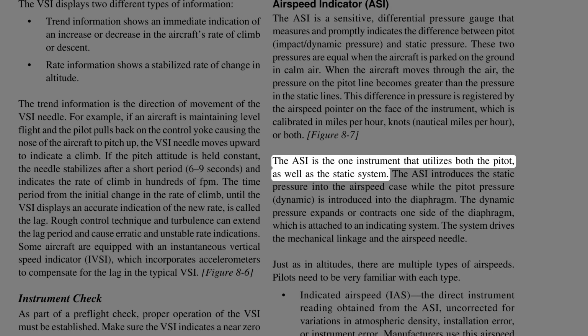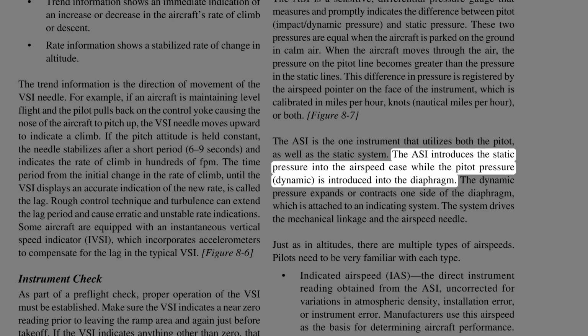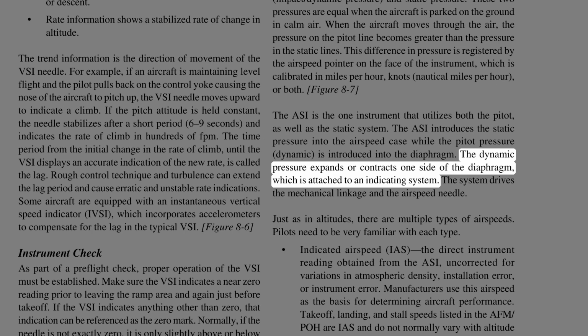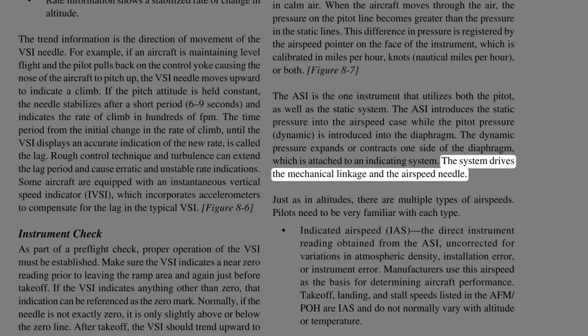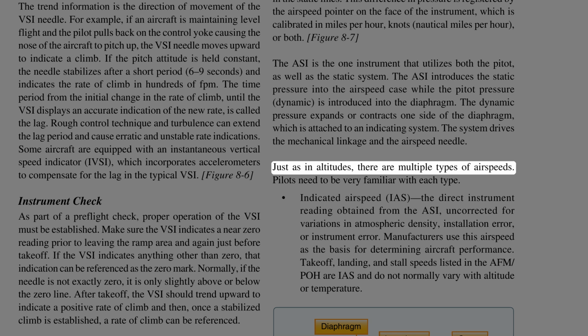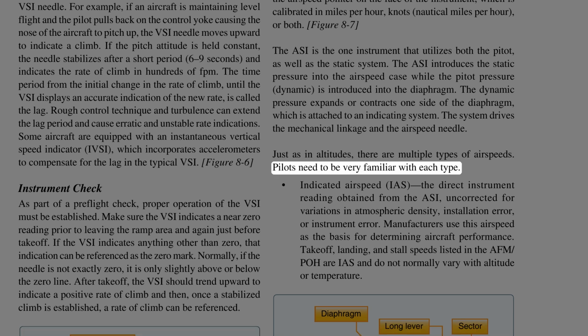The airspeed indicator is the one instrument that utilizes both the pitot as well as the static system. It introduces the static pressure into the airspeed case while the pitot pressure, dynamic, is introduced into the diaphragm. The dynamic pressure expands or contracts one side of the diaphragm, which is attached to an indicating system. The system drives the mechanical linkage and the airspeed needle. Just as in altitudes, there are multiple types of airspeeds. Pilots need to be very familiar with each type.